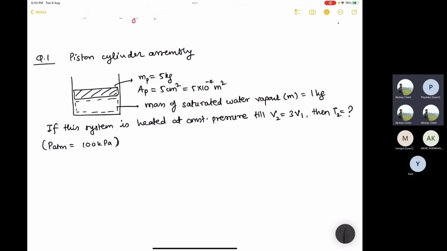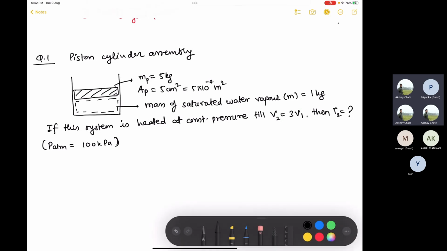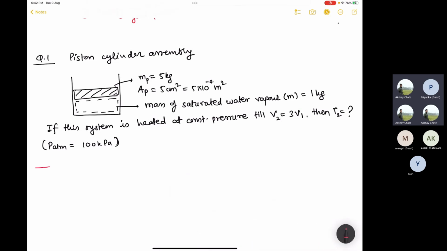So your typical question will be like this only. In this case, one thing you should notice is there is no spring or anything here, so no K delta X business here.